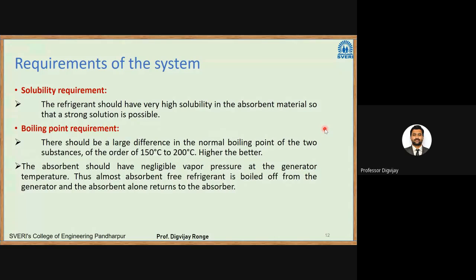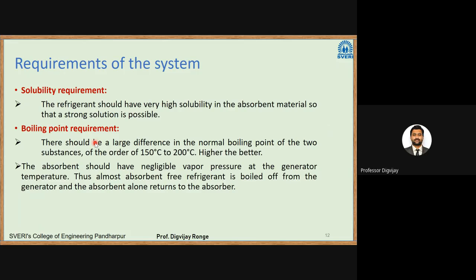Then what are the requirements of a VRS? In a VRS, there should be higher solubility. That means the ammonia or whatever absorbate we are using should have the highest solubility in the absorber we are using. In one of the slides today you'll see what mixtures we can go for in a VRS system.